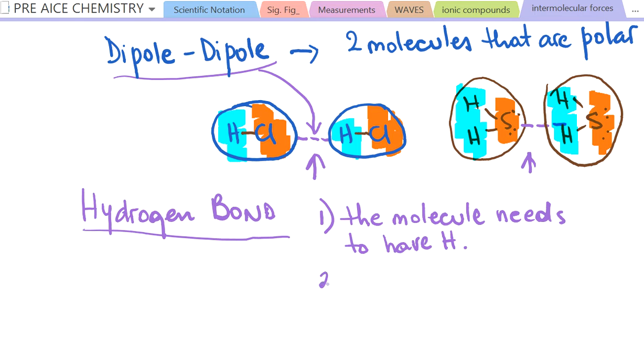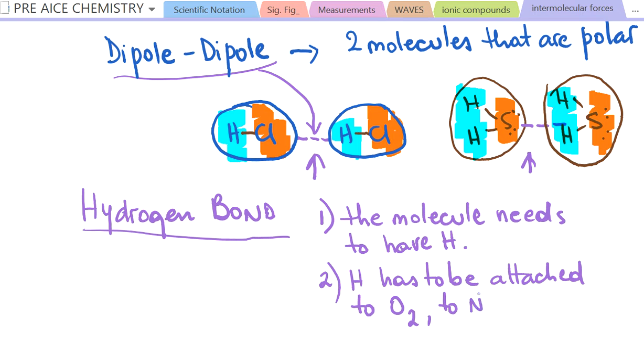Okay? The second property is that hydrogen has to be attached to only 3 elements. Okay? To oxygen, to nitrogen, or to fluorine. Actually, these are not molecules, these are atoms. Why is that? Because those are the most electronegative elements ever. How do you know that? Look at the periodic table and you're going to see that they are the 3 that are at the top right of the periodic table.